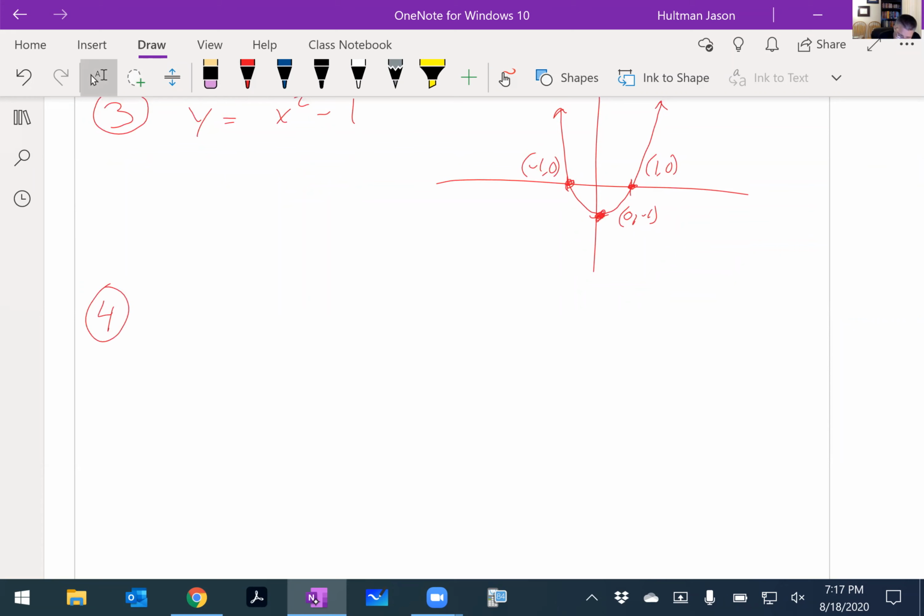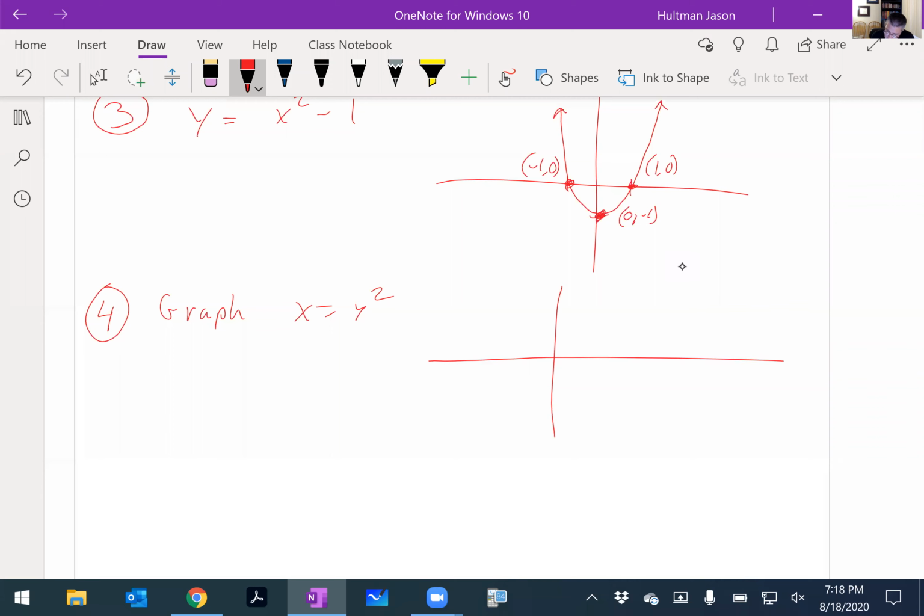Okay, what about the fourth one here? Let's graph x equals y squared. Now that looks kind of weird. Does anybody have any idea what this looks like? X equals y squared. What you got for me here?